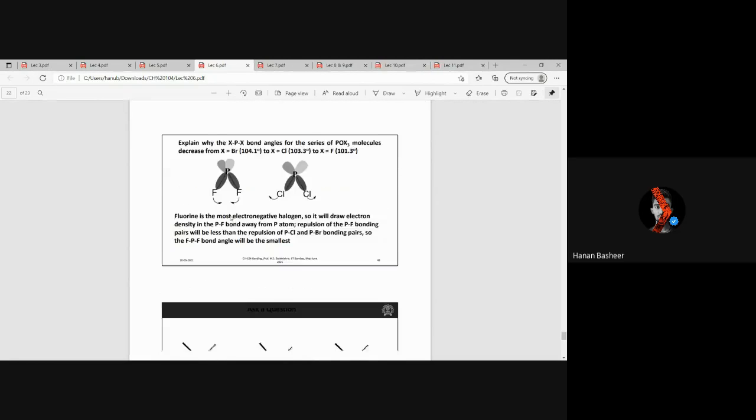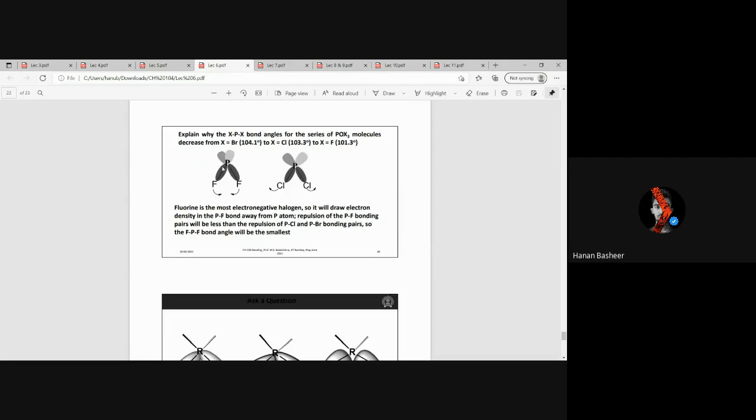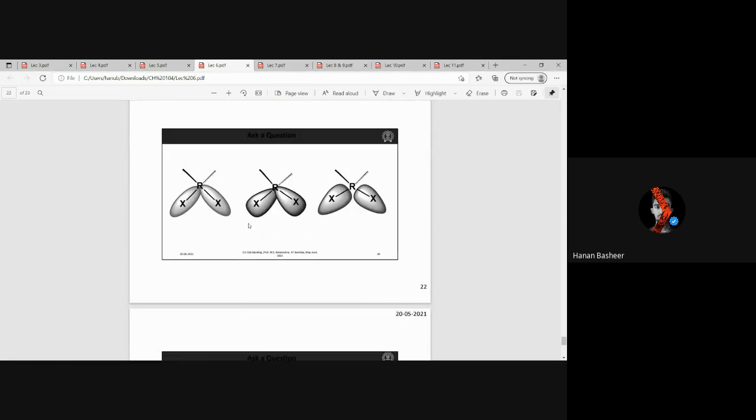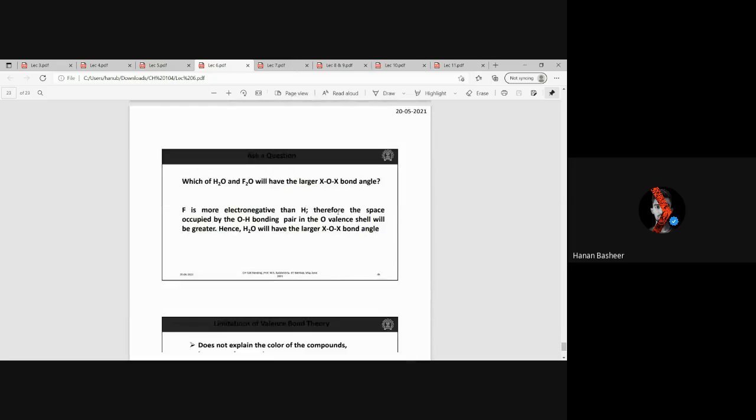Since fluorine is more electronegative, it pulls the electrons towards it, and hence the electrons are far, so there will be lesser repulsion. But if they are closer to the phosphorus, then we see that there is more repulsion, so chlorine will have a larger bond angle. So this is a structure which will help us to keep this in mind. So if electrons are nearer, then there will be more repulsion, hence a bigger angle.